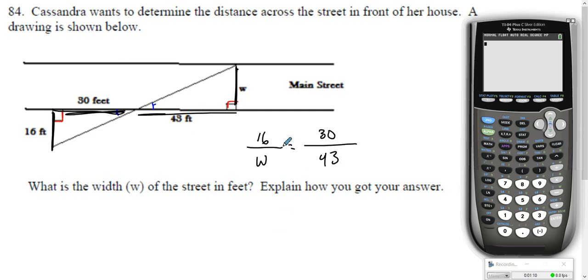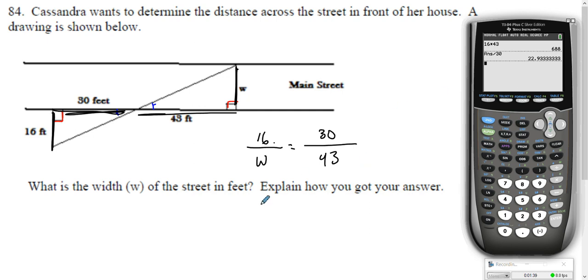Okay. Now, in the last question, I showed you a shortcut. If I see this, I don't see any way I can go from 16 to 30 easily and evenly. So I'm going to have to cross multiply. 16 times 43, and then divide by 30. And it comes up to 22.9, and then the 3 is repeating.